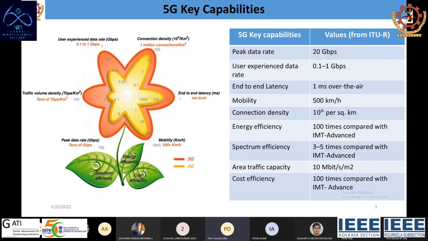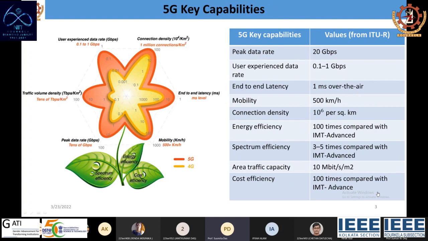It should support, first, the user experience data rate. You can see the key performance indicators. The peak data rate is 20 Gbps as per ITU-R, and the user experience data rate is 0.1 to 1 Gbps. So what is the user experience data rate? That is the minimum achievable data rate for a user in a real network environment, basically.